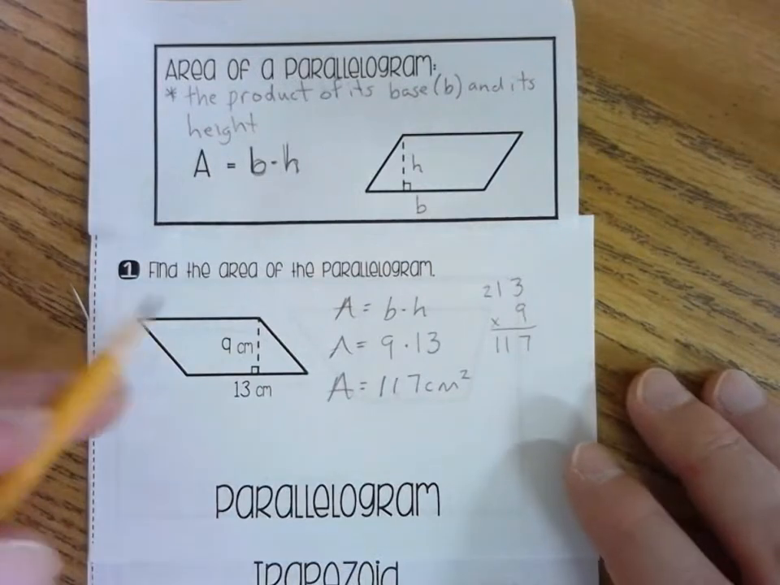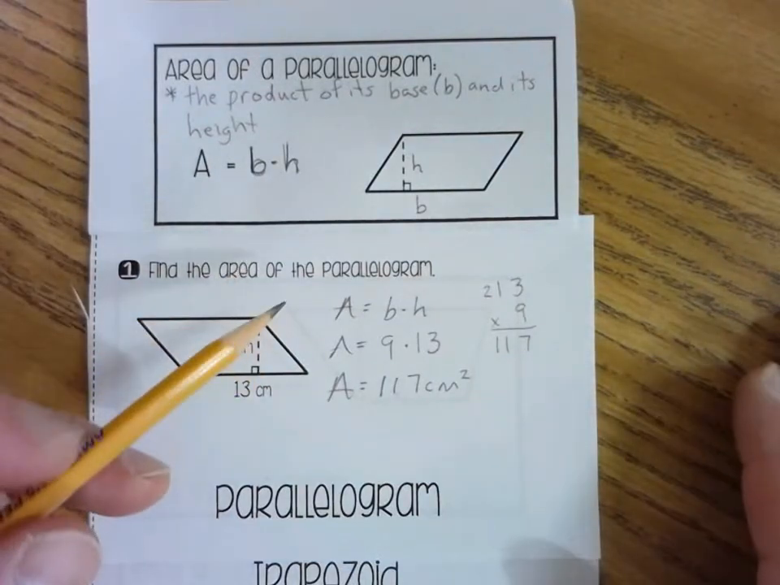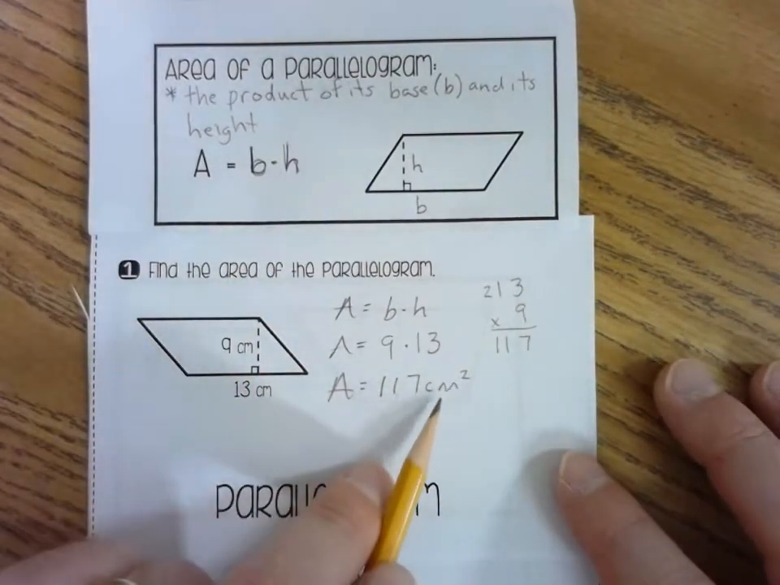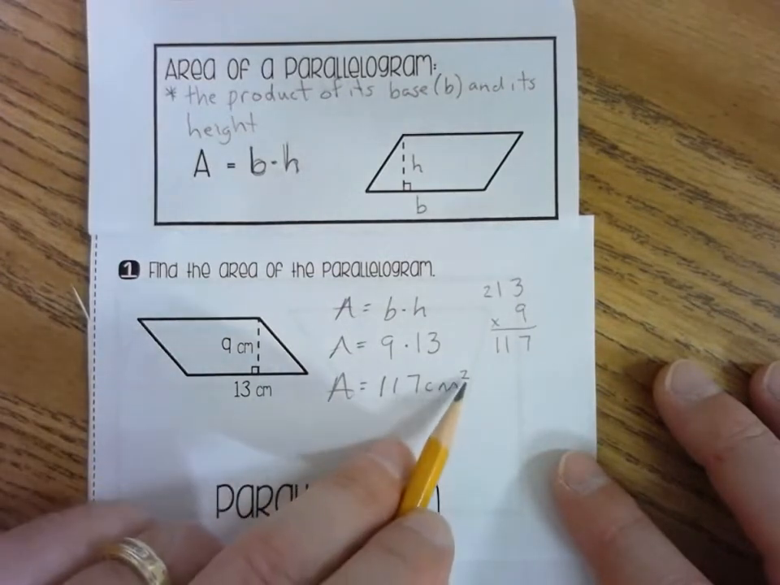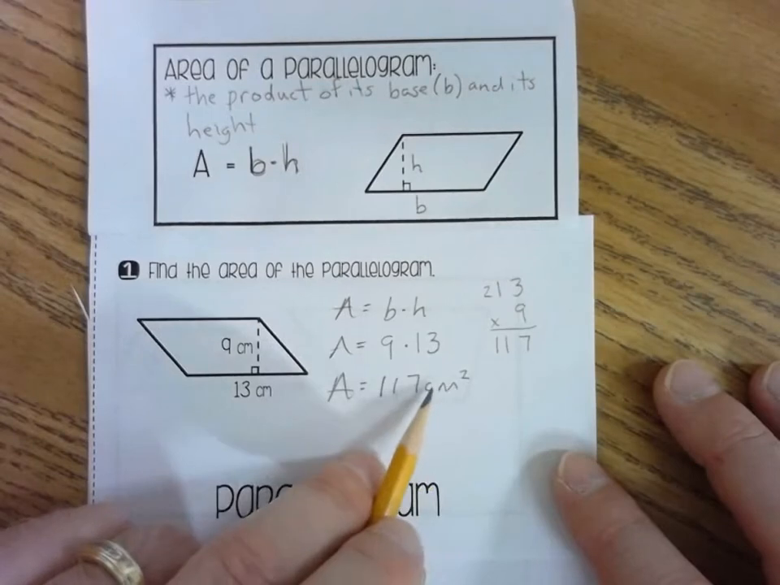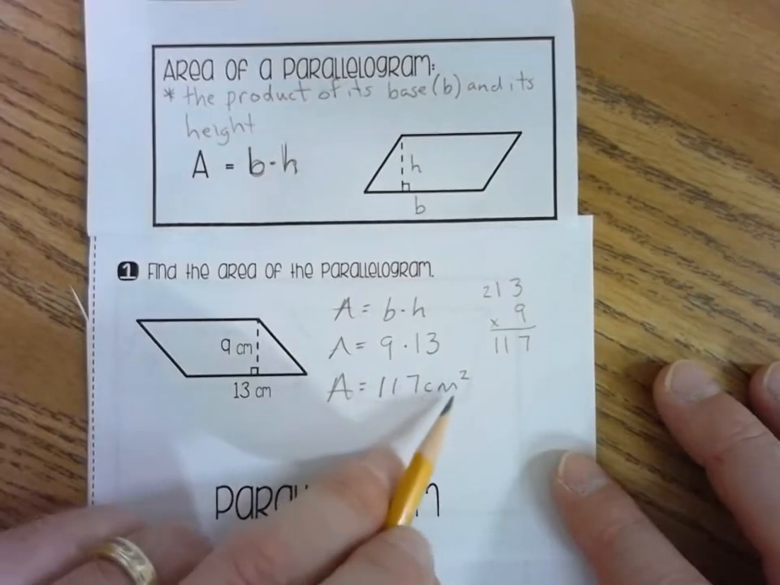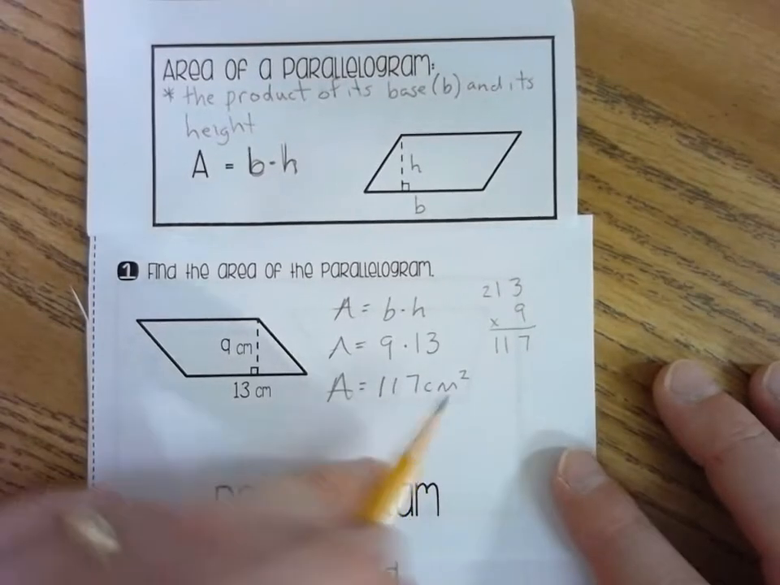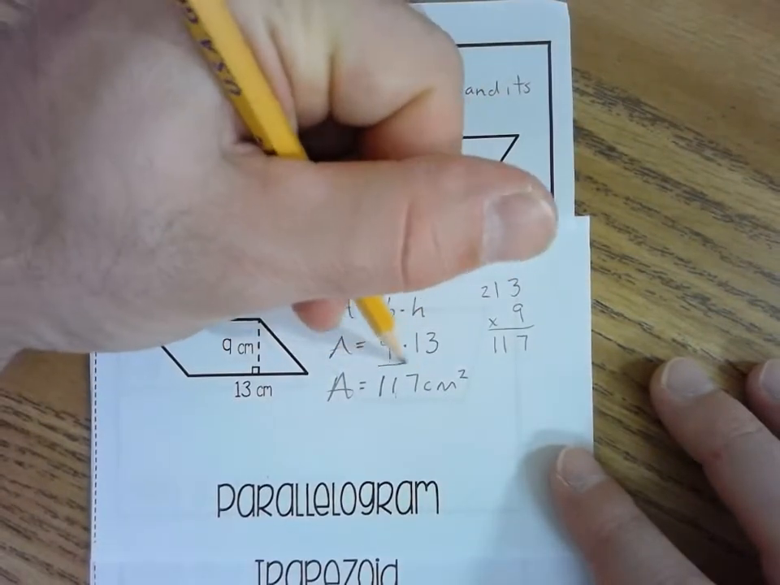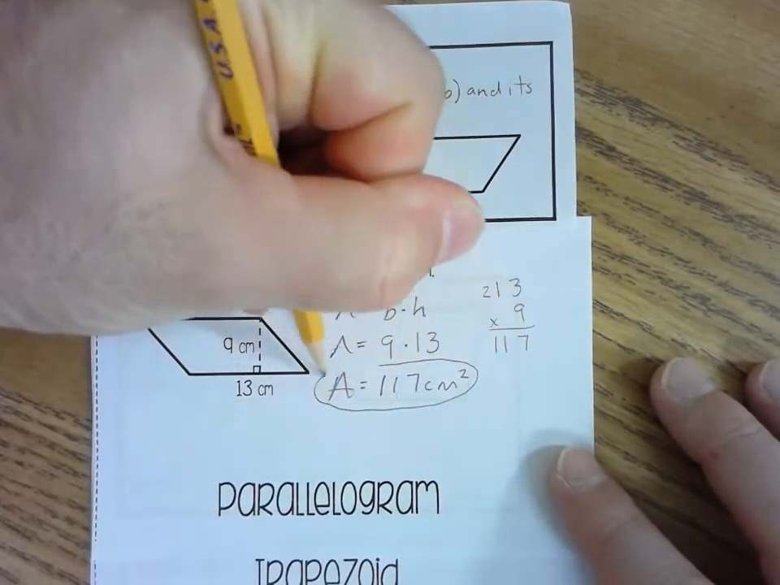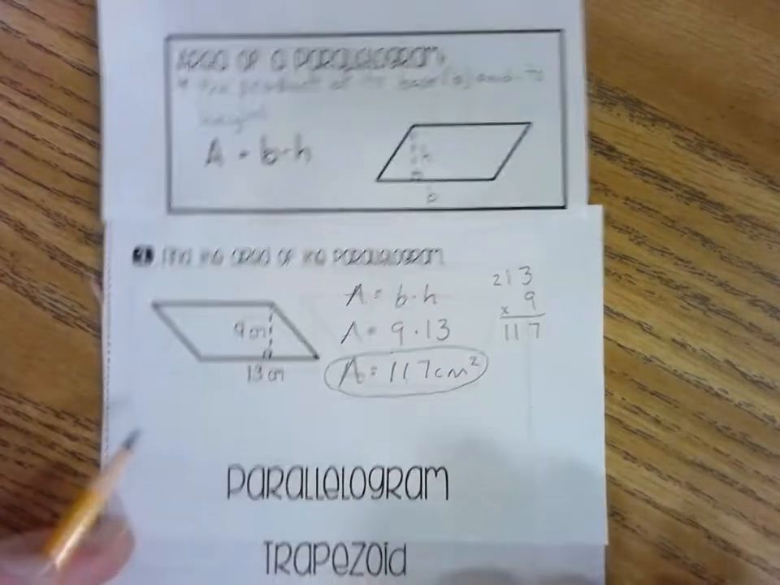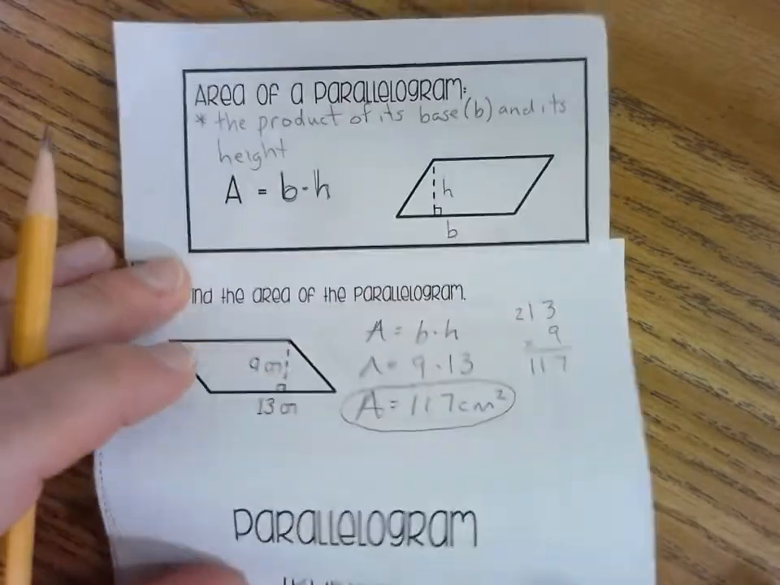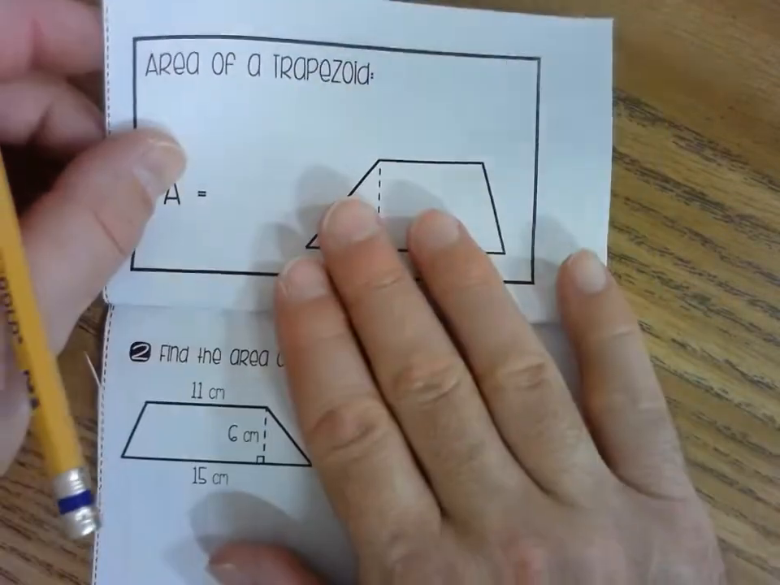Now, remember area is two-dimensional, so you're always going to have your unit of measurement listed, and you're going to have the little square. That's very important. You have to have this information for your area answer. So here's my answer. So that's for parallelogram. Now we're going to move on to trapezoid.